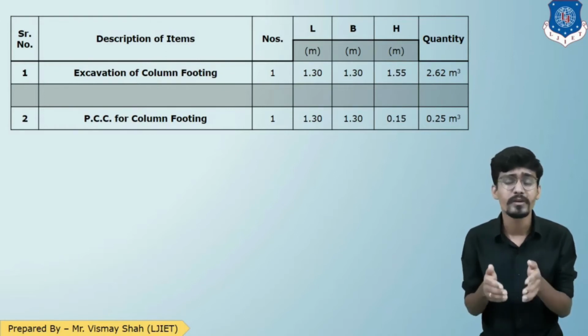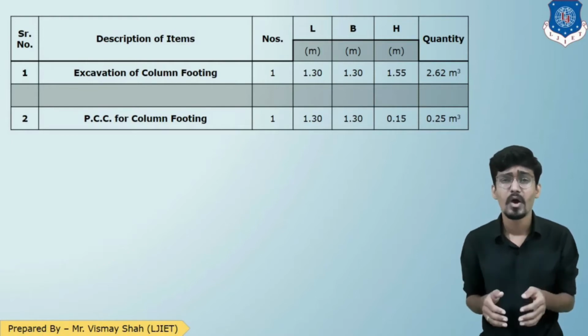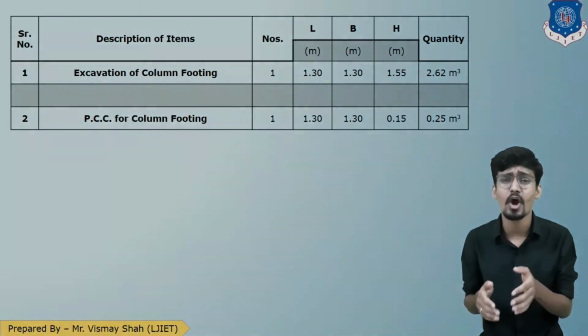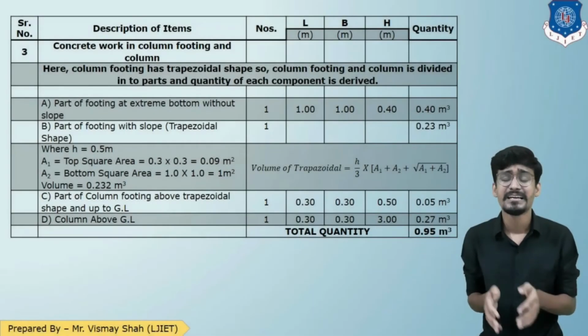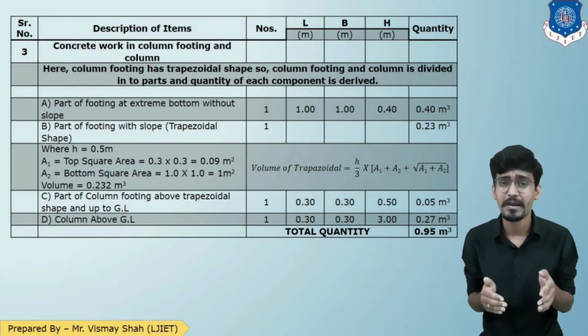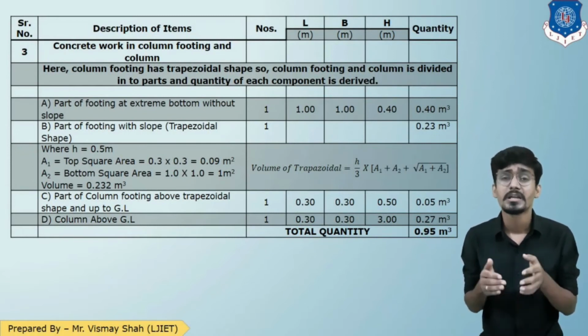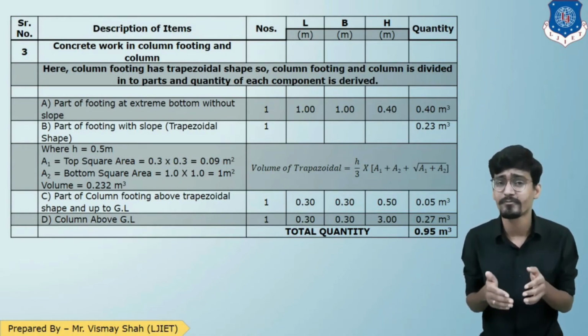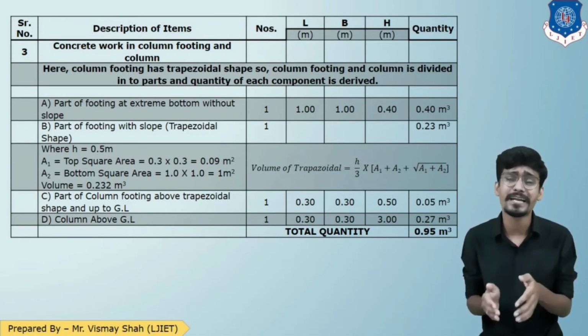So now moving forward with our next quantity, that is concrete work in column footing and column. Here the column footing is in a trapezoidal shape. So the column and the column footing are divided into a number of parts and the quantity of each part is derived.